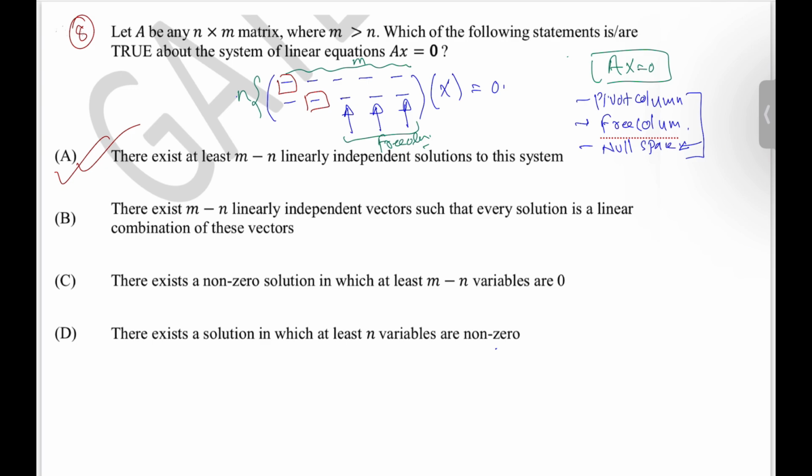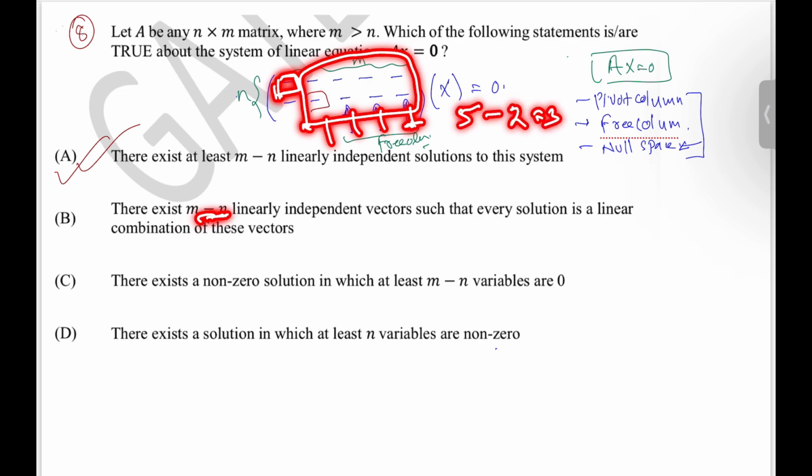But this could be the case only when we have achieved the maximum number of pivots, and we have nothing given about the pivots. So there could be a case where we have more than m minus n free columns, right? Maybe for this particular matrix I will get only one pivot, and then how many free columns will we have? We will have a total of 1, 2, 3, 4 columns that are free columns, right? And if you try to find m minus n, m here is 5 and n is here 2, so that will be 3, right? But how many vectors are we getting here? How many free columns are we getting here?